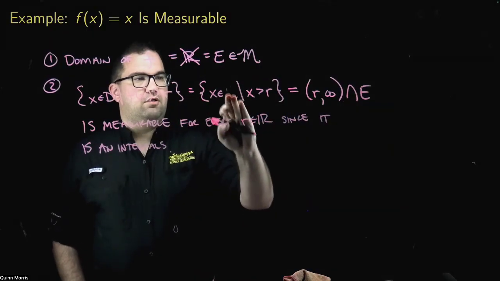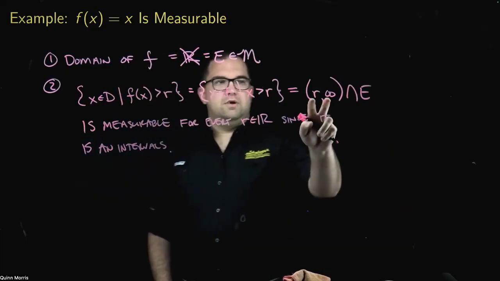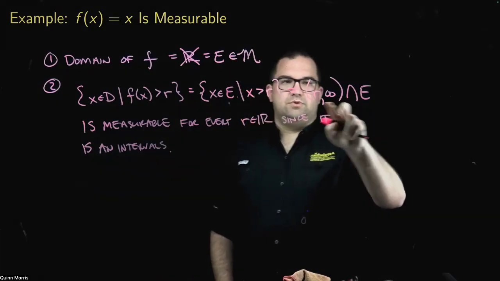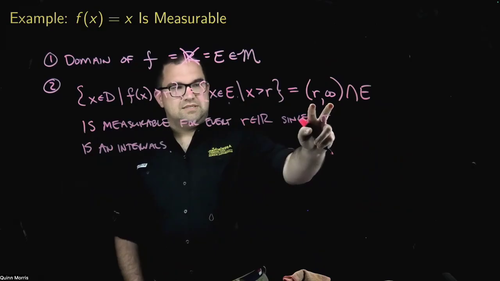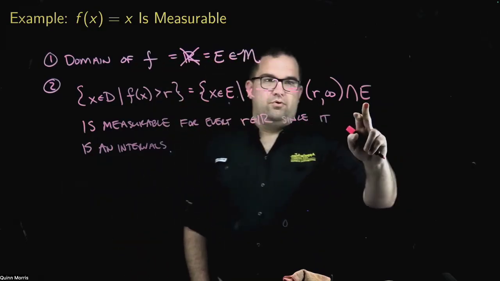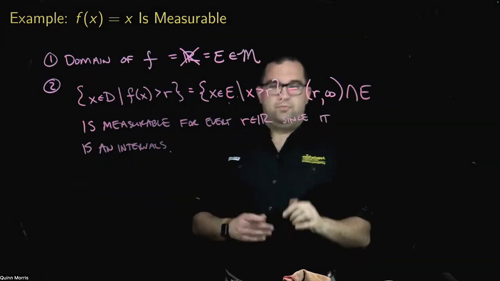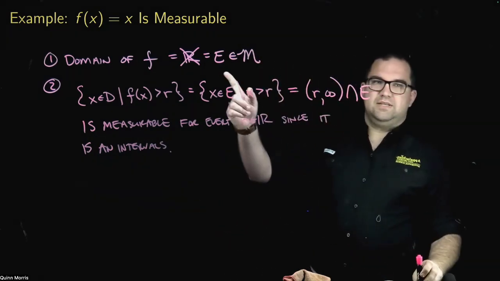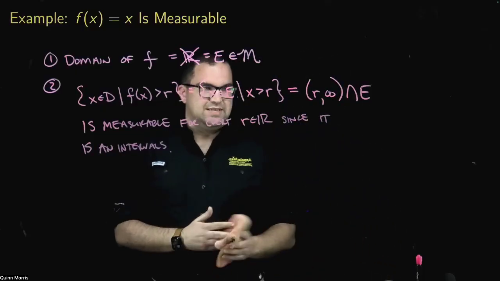So this would be the set of all x in E such that x is greater than r. This would be an interval, which is measurable, intersected with a measurable set E. This is measurable for each r because it's an interval. This is measurable by assumption, and the intersection of measurable sets is measurable. So not only does this work on all of R, it also works on any measurable set.